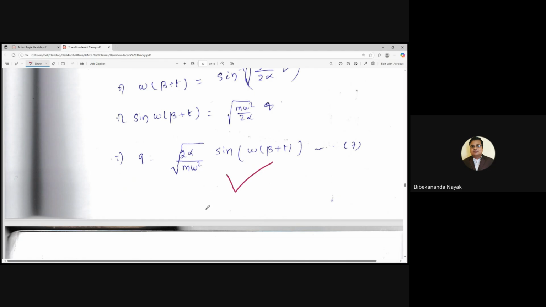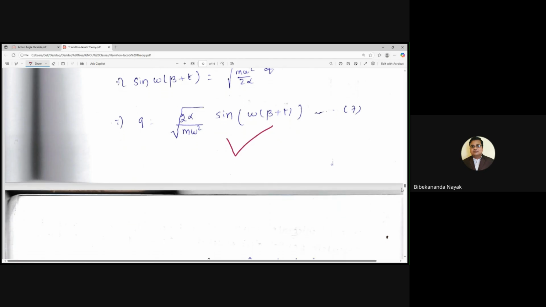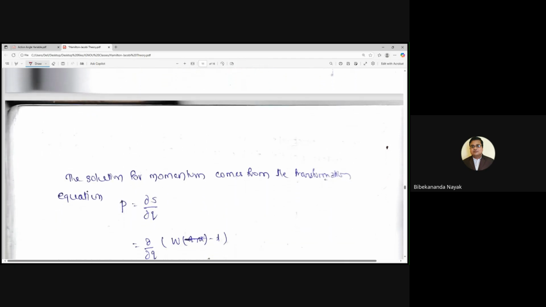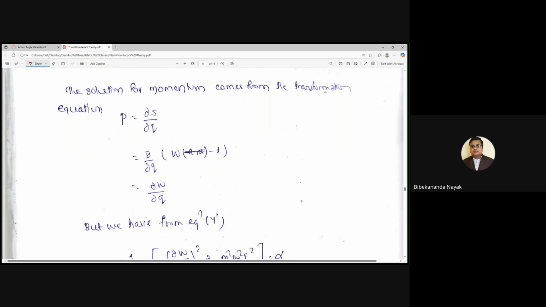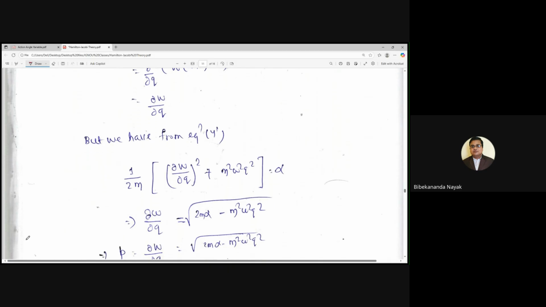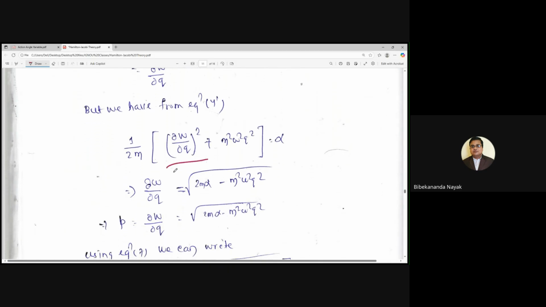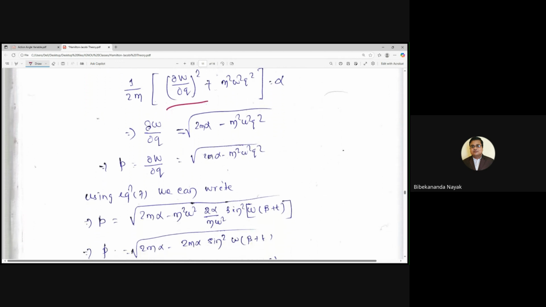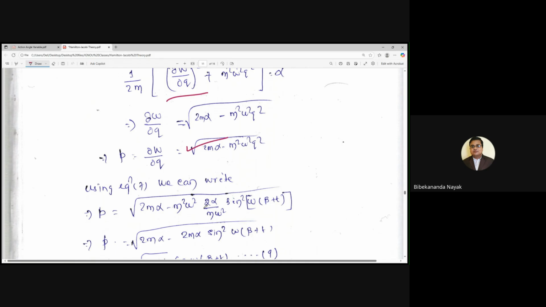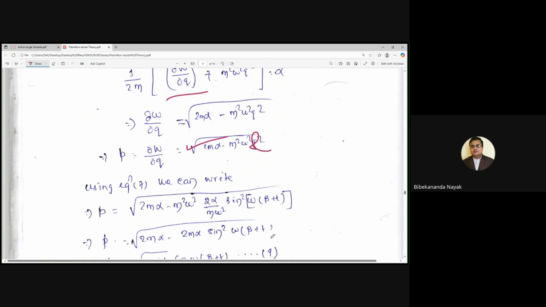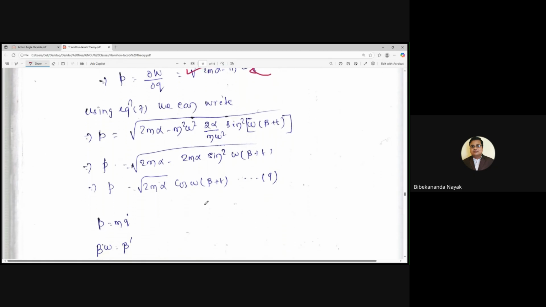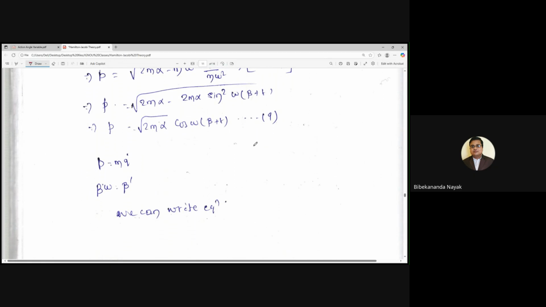Similarly, you can get P. P is equal to ∂S/∂Q, so ∂W/∂alpha, which is ∂W/∂Q. We have this as our equation, so from this you can say ∂W/∂Q gives this one, 2mα minus mω²Q². In place of Q, you can use the value of Q. Finally, you get P is equal to the square root of 2mα times cos ω(beta plus t). These are the solutions Q and P using the Hamilton-Jacobi method.